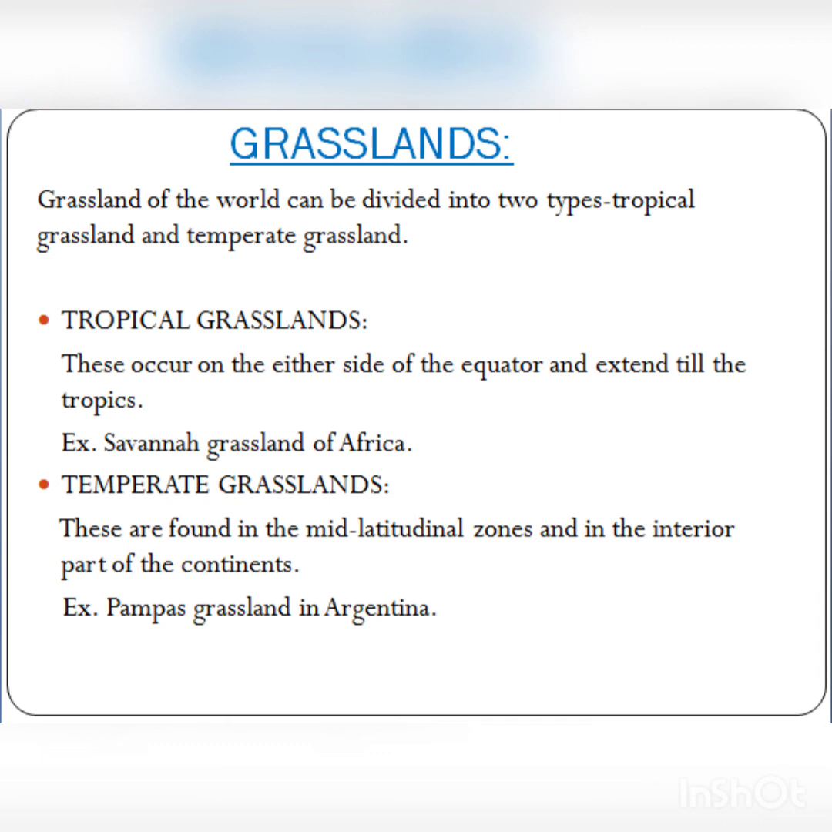Now we have reached almost the last portion of our topic, that is the grassland. Grassland of the world can be divided into two types. One is the tropical grassland, that means the region situated in between the tropics, and the temperate grassland, that means the region situated in the temperate areas. Tropical grassland occurs on either side of the equator, for example the savanna grassland of Africa, and the temperate grasslands are in the mid-latitudinal zones or the interior part of the continent, for example the pampas grassland of Argentina.